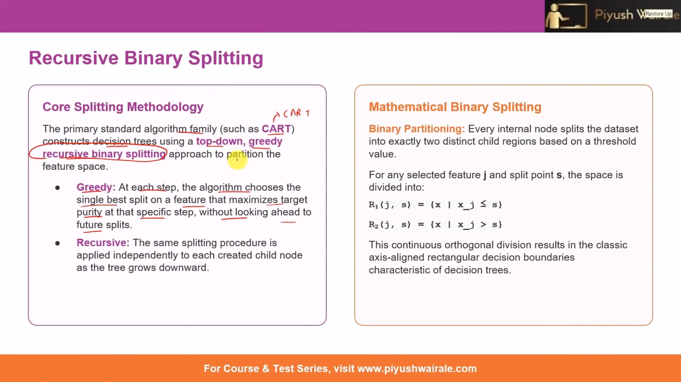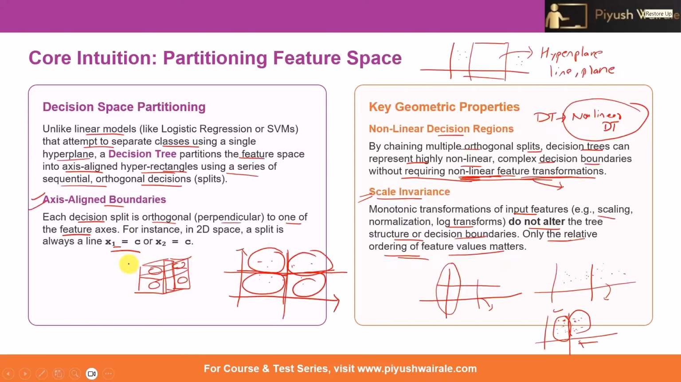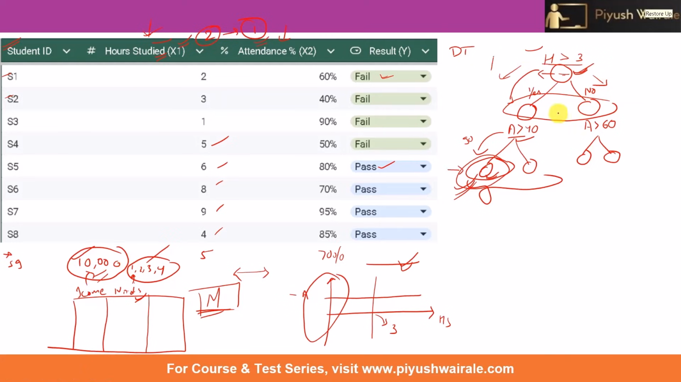Then recursive: the same splitting procedure is applied independently to each created child node as the tree grows downwards. So now after splitting, we'll do the same thing again, and that will be independent of the previous nodes and the future nodes.